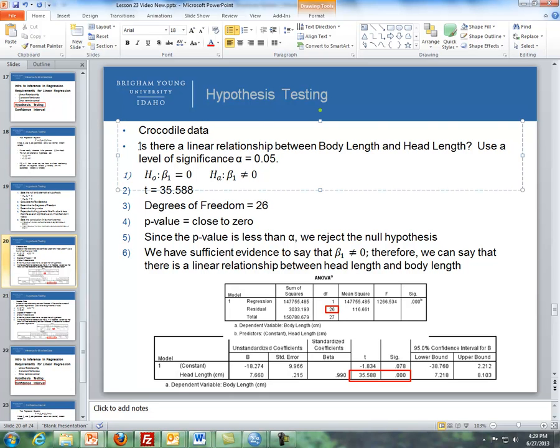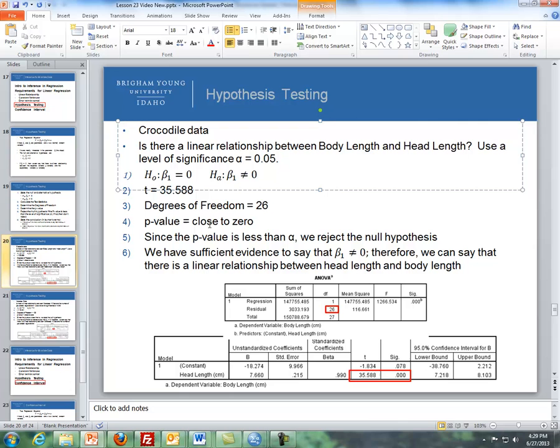So the first question is, is there a linear relationship between body length and head length? We can use a level of significance of alpha equal to 0.05. So step 1 is state the null and alternative hypothesis. So the null is beta 1 is equal to 0, meaning that the true slope is a horizontal line, it's flat. And the alternative is that beta 1 is not equal to 0. Steps 2, 3, and 4 we get from our Excel or SPSS output. Either way is fine, you get the same results whether it's Excel or SPSS.